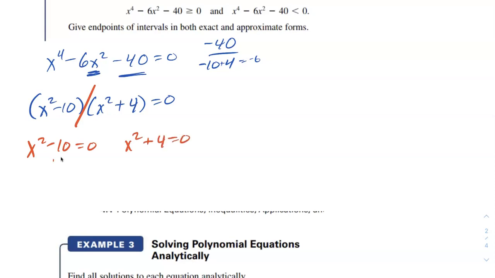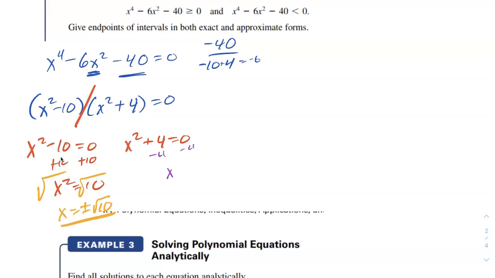So let's do this one first. I'm going to add 10 on both sides. So I get x squared equals 10. Let's square root both sides. You get x equals plus and minus root 10. Nothing else I could do there. Over here, subtract 4. X squared equals negative 4. Square root of both sides. I get x equals plus and minus 2i. Take out the i, the radical is an i, and then square root of 4 is 2. So look at that, we get 4 answers. Plus minus here, plus minus there.